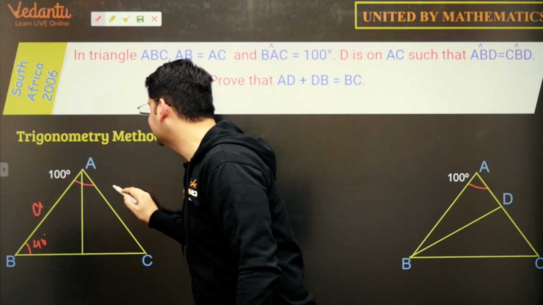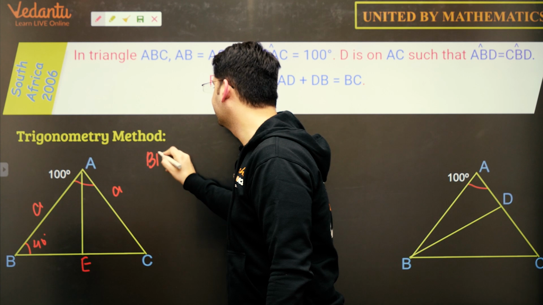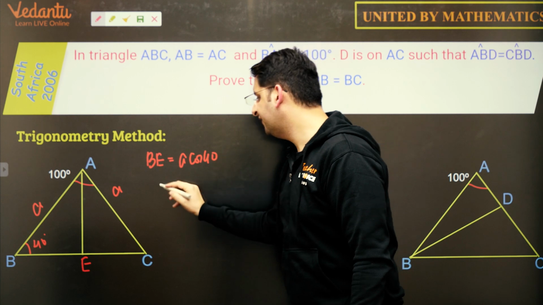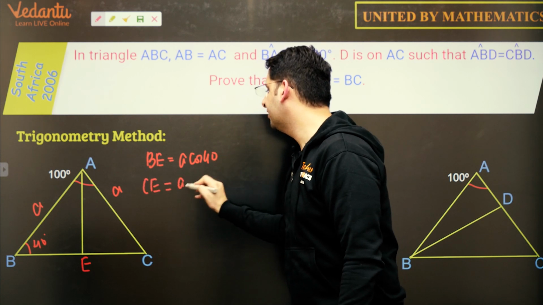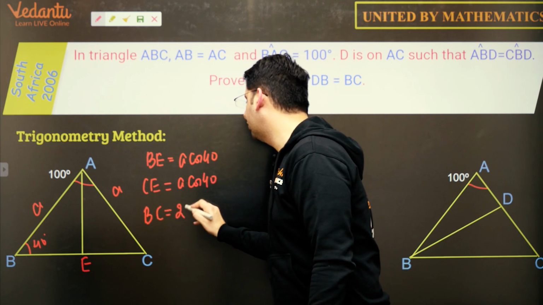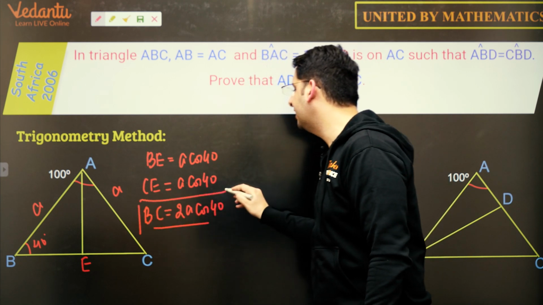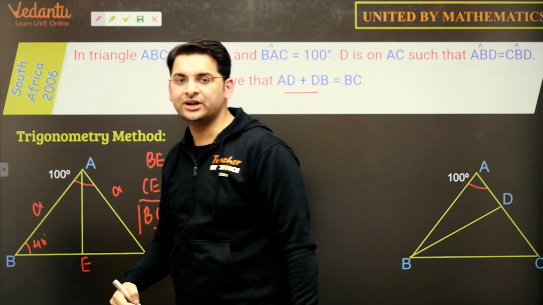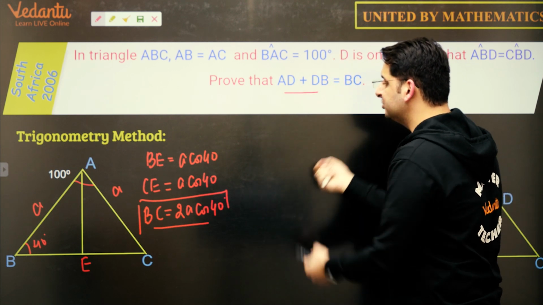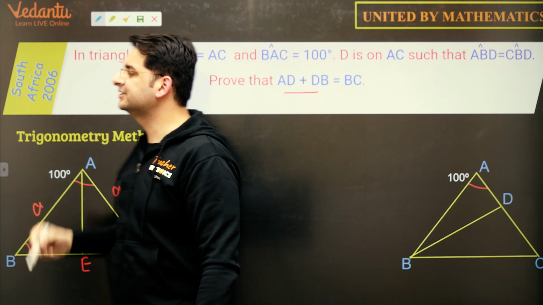If this is A and this is A, and let us mark this as E, can I say BE is A cos 40? And likewise, CE will be A cos 40. And this gives BC as 2A cos 40. If I somehow prove that the left hand side is also 2A cos 40, I am done. If we prove that the left hand side, that is AD plus DB, is also 2A cos 40, we are done. So let us see how we prove this geometrically.